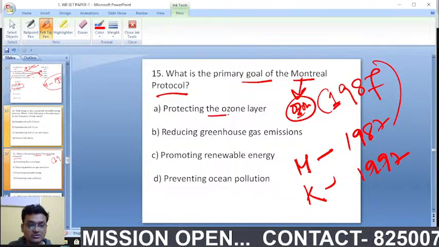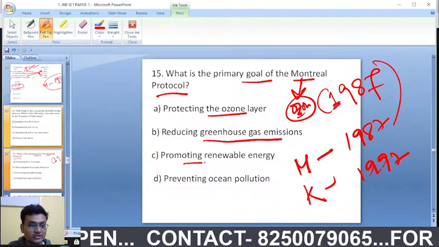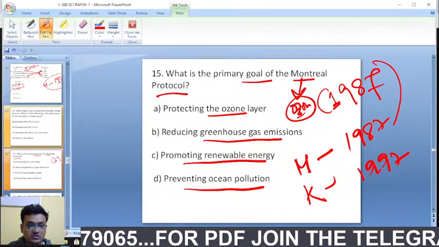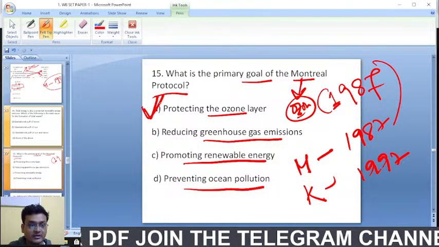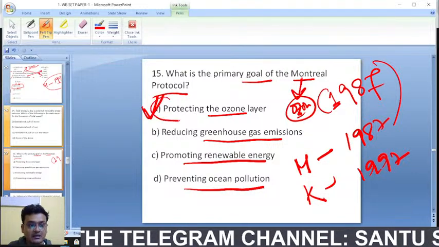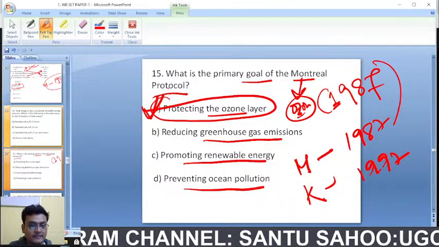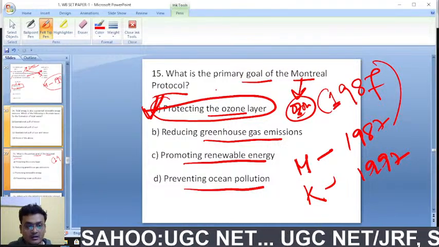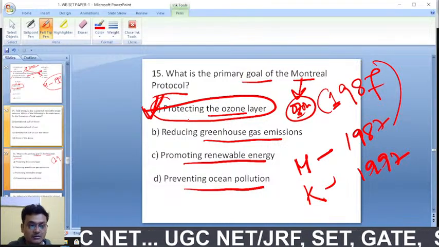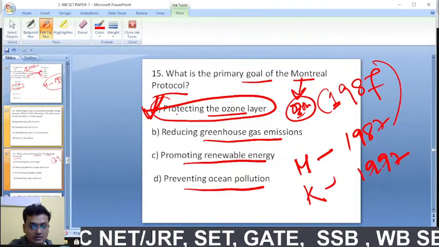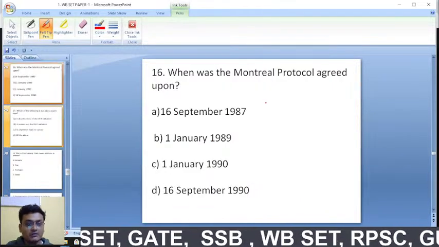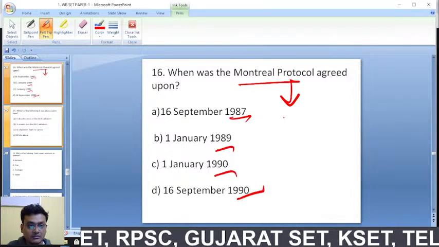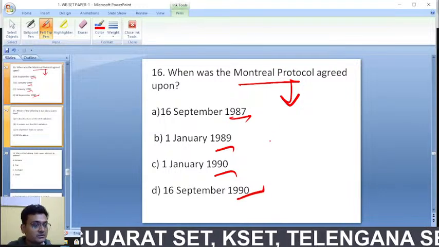What was the primary goal of the Montreal Protocol? It is to protect the ozone layer, reducing the greenhouse gas emission, protecting renewable energy, or preventing ocean pollution. It is to protect the ozone layer. Montreal Protocol's primary goal was to protect the ozone layer. And the depletion of ozone layer will cause what? Will cause cancer. Chalo. When was the Montreal Protocol agreed exactly?